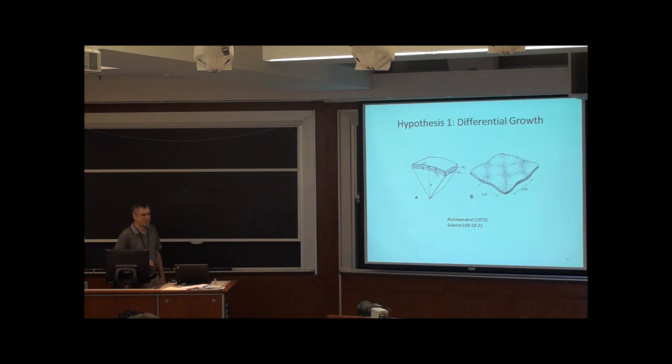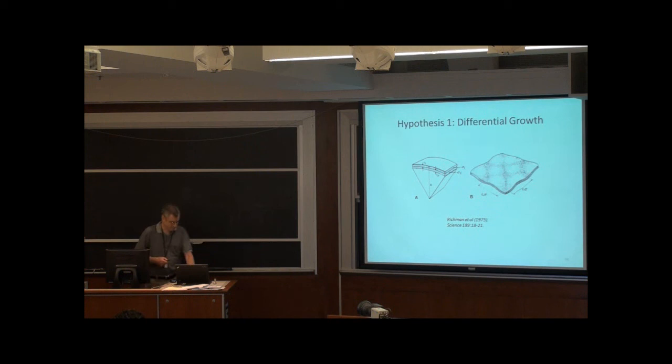So, there are two main ideas that have dominated thinking on this topic for the last few decades, though nobody really knows how it folds. And the first idea, hypothesis one, is differential growth. Richmond et al. in 1975 proposed a model where the cortex grows, but it's constrained by the inner core, which doesn't grow. This puts the cortex into a state of compression, causing it to buckle. And by choosing parameters that they thought were reasonable, they could compute the buckle length and compare it to measurements, and they found that the buckle length was in the right ballpark for normal and also for abnormal brains.